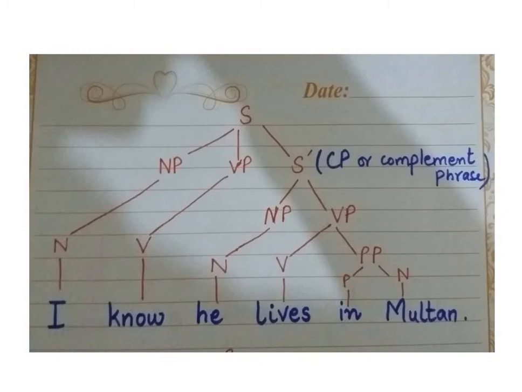So we take a note from the main sentence, that is either we write S bar or complement phrase, either we write CP or S bar to show the process again. And again we have the noun phrase, we have the verb phrase. Noun phrase is "he", "lives in Multan" is the verb phrase, then the verb phrase contains "in Multan", a prepositional phrase, then the prepositional phrase contains further a preposition and then the noun. So this is how you are going to handle these types of sentences.